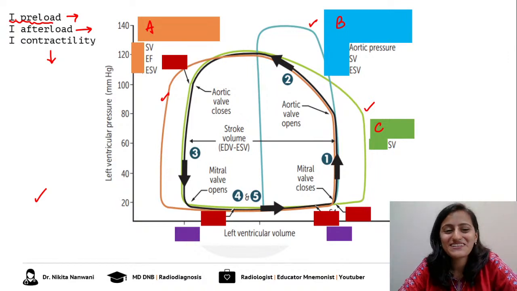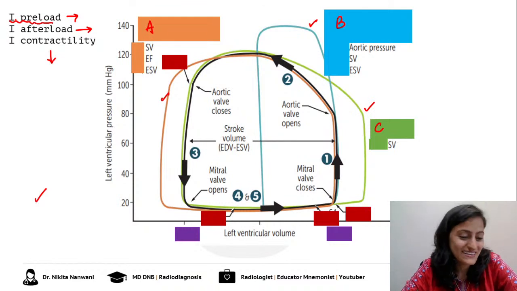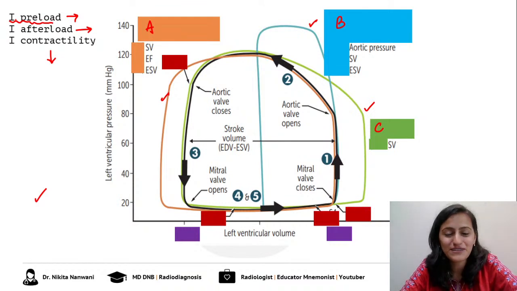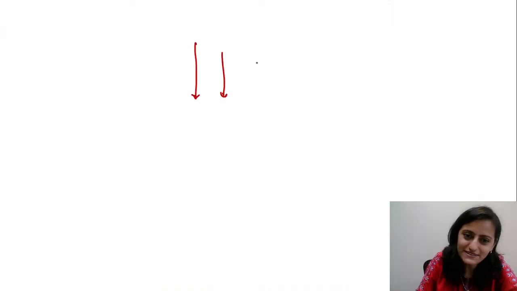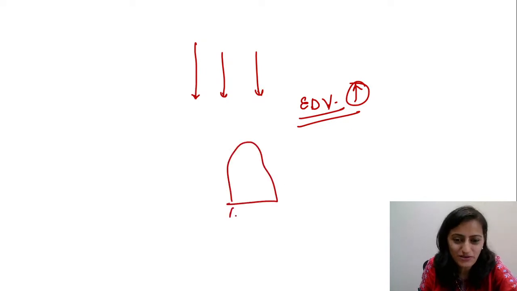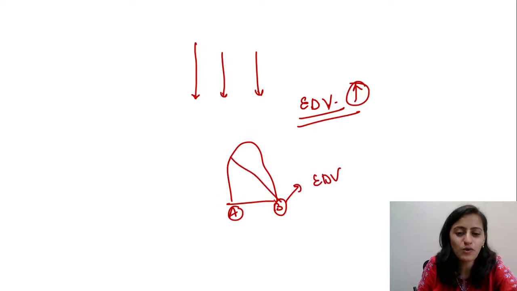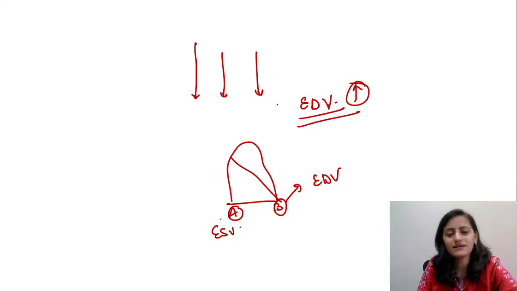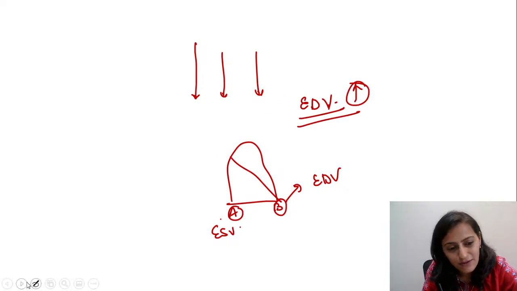So we were discussing the increase in preload, the increase in afterload, and the contractility. When the preload increases, the amount of blood received by the left ventricle is more, so the end diastolic volume increases. What represents the end diastolic volume is what we were talking about, point A and point B. This is the end diastolic volume and A is the end systolic volume. That is why when the preload increases, the end diastolic volume increases.